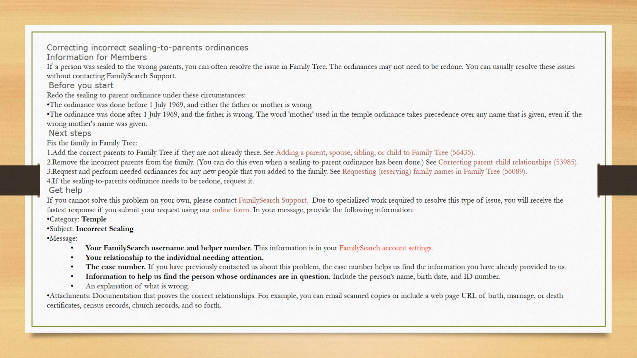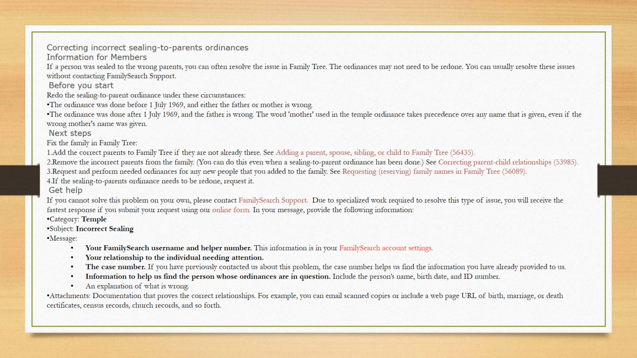The word mother, used in the temple ordinance, takes precedence over any name that is given, even if the wrong mother's name is given. Next, you will need to fix the family and family tree. First, add the correct parents to family tree if they are not already there. Then remove the incorrect parents from the family. You can do this even when a sealing to parent ordinance has been done. Request and perform needed ordinances for any new people that you added to the family. If the sealing to parent ordinance needs to be redone, then you can request it.